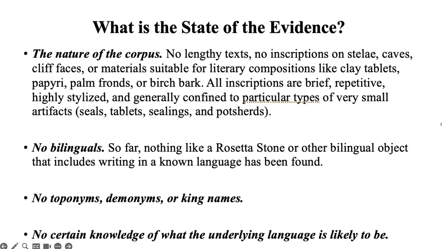So that's an issue. We don't have any bilinguals. We don't have any toponyms, demonyms, or king names, meaning place names, people names, or king names. I'm mentioning these because, as we indicated in the first two lectures, these are expedients that have been used to achieve decipherments of other writing systems. And then finally, we have no certain knowledge of what the underlying language is likely to be, although as we saw in the second lecture, if you've watched the second lecture, there are several candidate languages, perhaps, that suggest themselves.